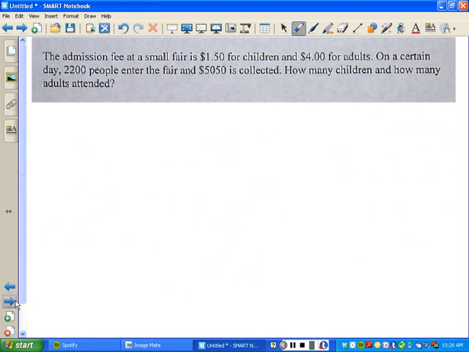This is a good one. X plus y equals what? 2200. You remember I told you yesterday that we start off with x plus y equals sum total? Well, x is the number of children who go, y is the number of adults who go. All total, the number of adults and the number of children is 2200.